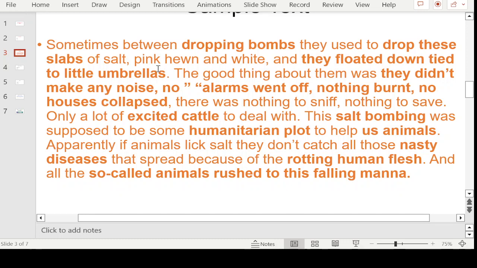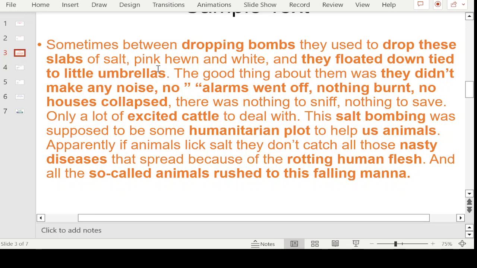Now you look at the text, and I have highlighted some of the points here. First of all, the thing is dropping bombs, and the writer says sometimes between dropping bombs they used to drop these salt slabs. So two phases have been talked about. One phase is that bombs are dropped from the airplanes, and later on, in the second phase, the salt slabs are dropped by the same plane. So on the one hand, killing is going on, and on the other hand, safety is presumed for the people who survived all that.